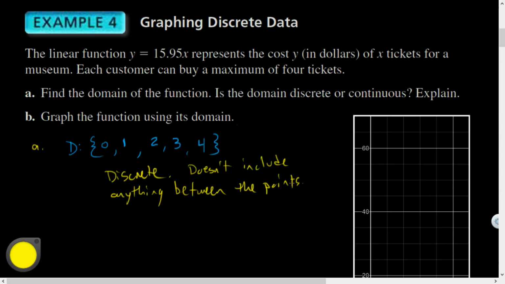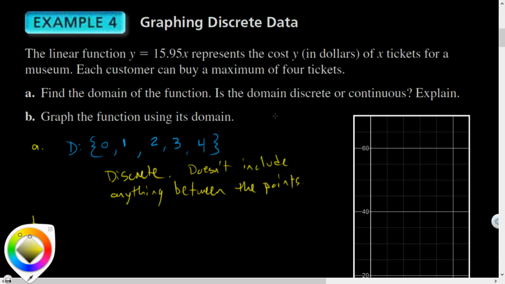Although it is possible to have a discrete function that would be like the list 1.5, 2.5, 3.5. That's a discrete list. In this case, the whole numbers were the only ones that worked, but I just want to point out you could have those other ones. Let's see. So let's find out what the graph would look like.